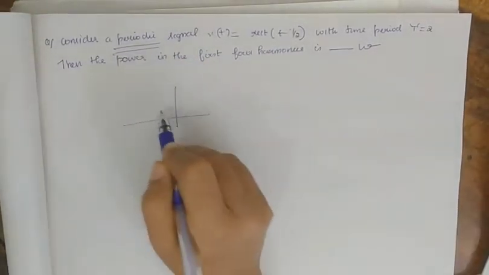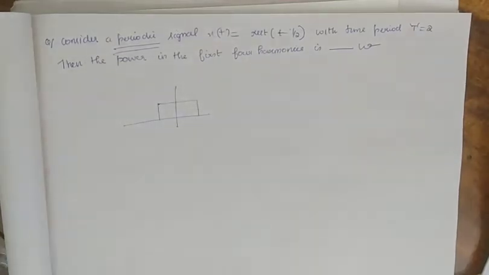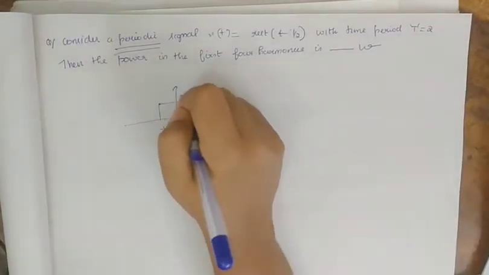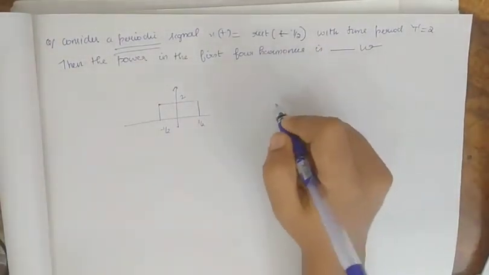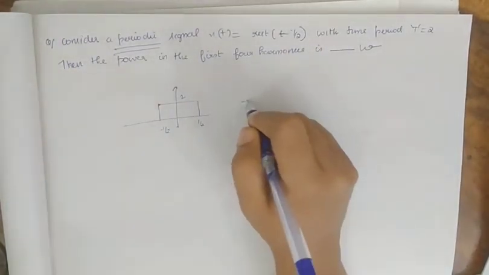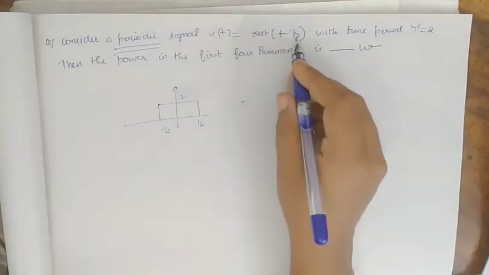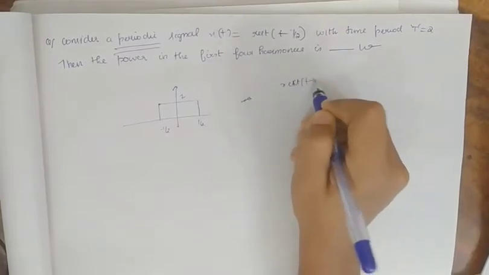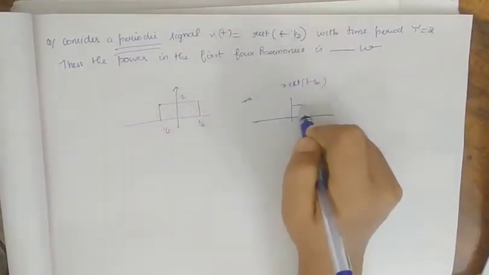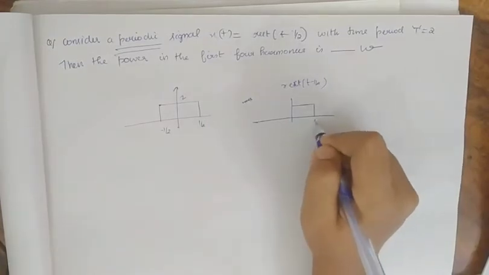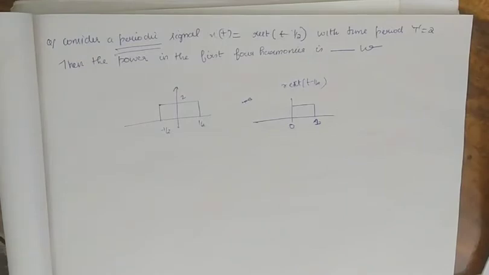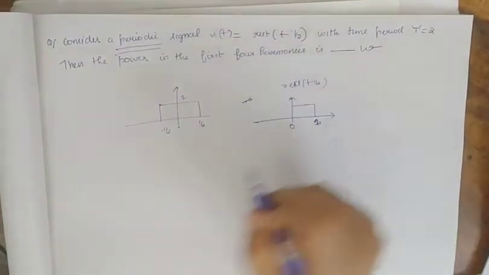So a normal rectangle will look like this. It will be 1 by 2, it will be minus 1 by 2. Okay, this is a normal rectangular signal with period 1. And now if it is shifted to the right side by 1 by 2, it will look like this: rectangle (t minus 1 by 2), it is shifted to the right side by 1 by 2, so it will look like this, right? So this is our rectangle (t minus 1 by 2).